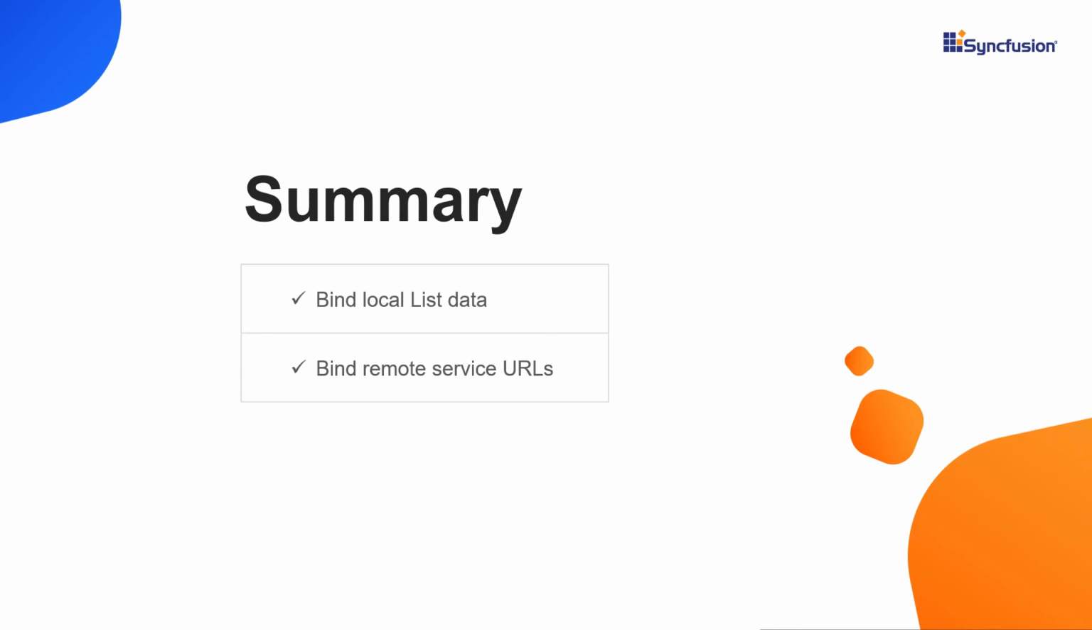Finally, let me summarize the main points. I explained the steps to bind list data with hierarchical relationships and service URLs from a remote server to the Syncfusion Blazor tree grid. You can download this working example from the GitHub link in the video description below.